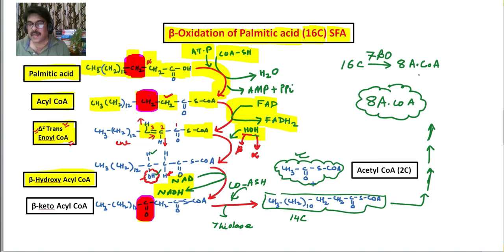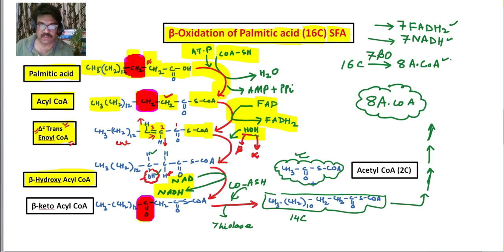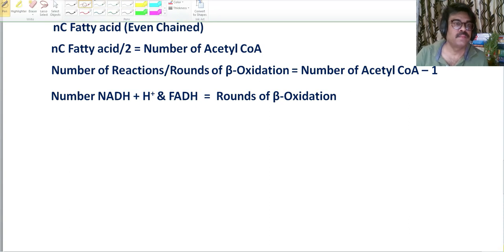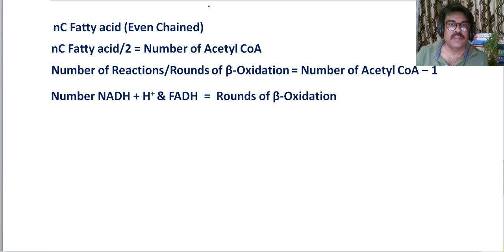And how many NADH or FADH2 are produced? It will be 7 NADH and 7 FADH2 molecules. How these molecules are involved in the synthesis of ATP, that we will see in the next slide. Now friends, let's see the ATP yield from fatty acid beta oxidation.